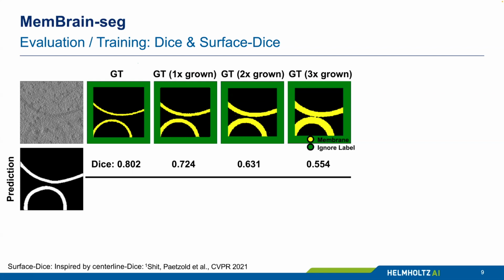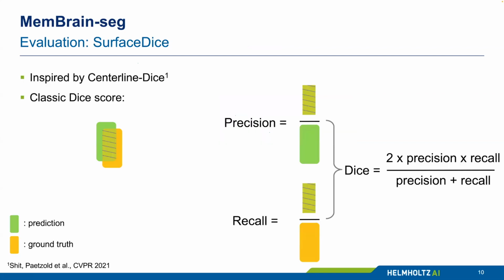So we tried to come up with a metric that is more invariant to that. And that is how we developed the surface dice, which maybe you're familiar with the centerline dice. So it's very much inspired by that. So classically, how you would compute the dice score is you have the prediction segmentation, which is this green block here, and the ground truth segmentation, which is the orange block. And then you look at the overlap, and you want to have this overlap as big as possible.